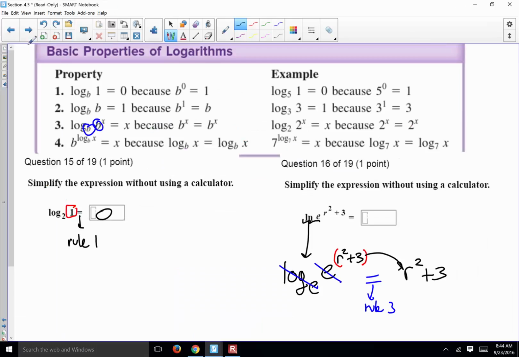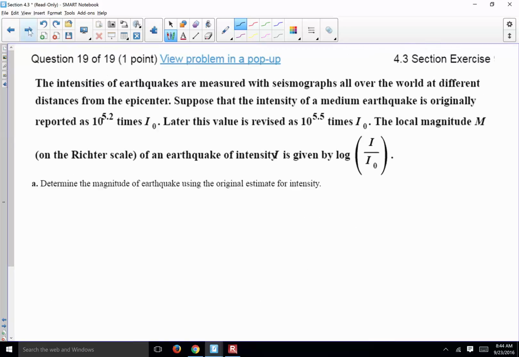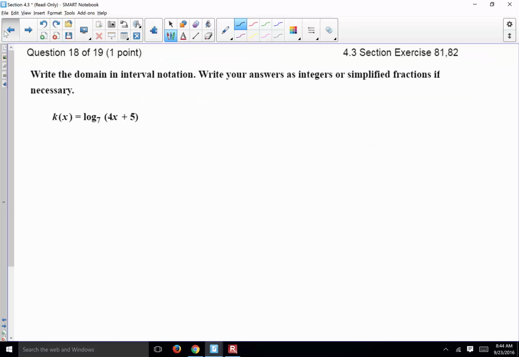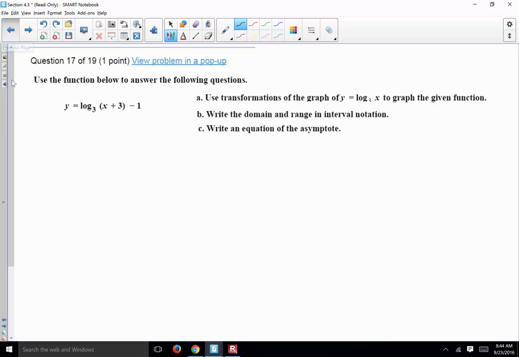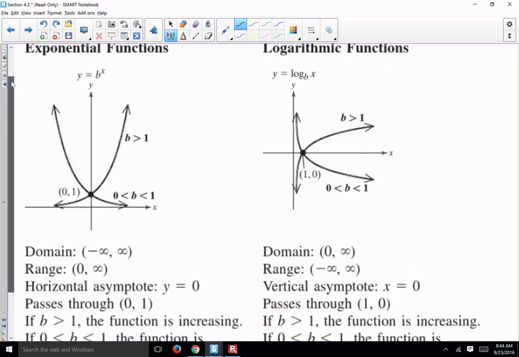Alright, we have a couple more left. They are about graphs and domains of logarithmic functions. And there's gonna be one application afterwards. Earthquake measures or scales are actually developed from using logarithms. Okay, so before that though, we need to get to know graphs of logarithmic functions.